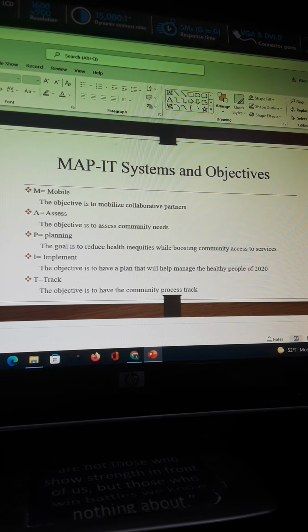MAPIT systems and objectives. M equals mobile. The objective is to mobilize collaborative partners. A equals access. The objective is to assess community needs. P is for planning. The goal is to reduce health inequities while boosting community access to services. I means to implement. The objective is to have a plan that will help manage the Healthy People 2020. And lastly, T is for track. The objective is to have the community process tracked.